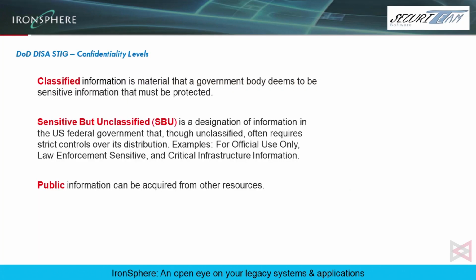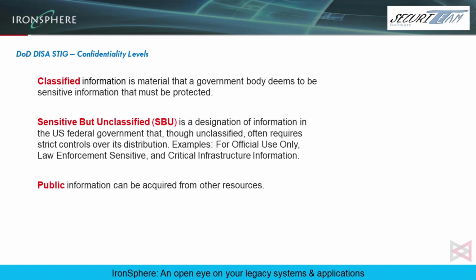Trade secret, etc. SBU, or as we call it, sensitive but unclassified level, usually indicates internal procedures used by federal agencies, which are not published publicly. The last level is public information that you can get from other resources like the internet.